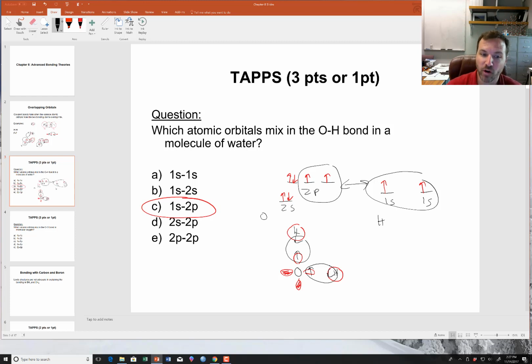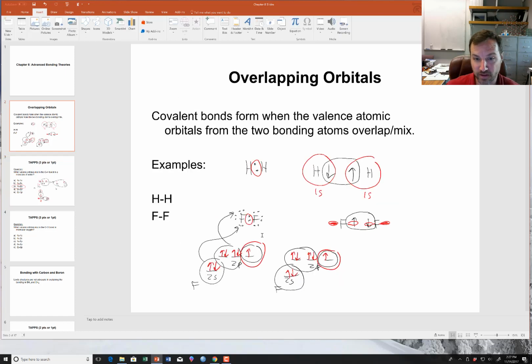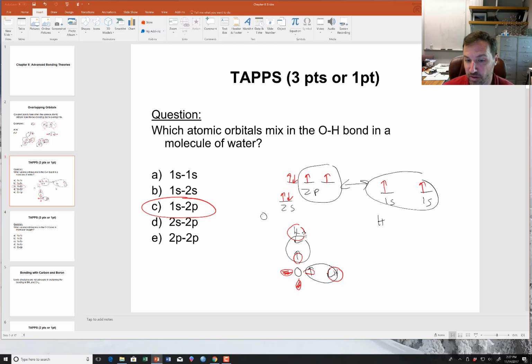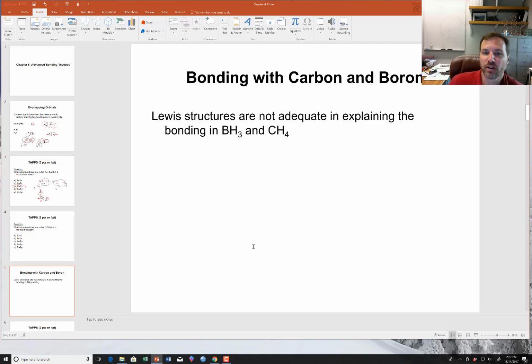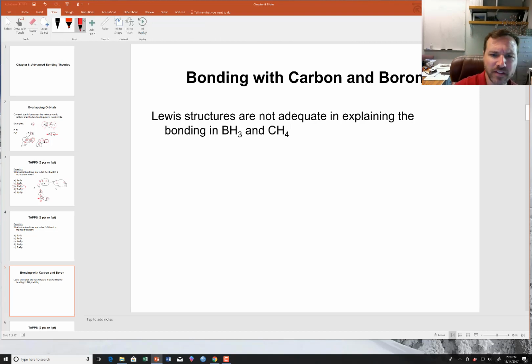So you can use this orbital overlap using these valence electrons to predict fairly simple molecules. So for instance, we were able to predict hydrogen, H2, fluorine, F2, water works pretty nicely. However, what we find with BH3 and CH4 is we get molecules from our Lewis structures that are not quite what we would predict.